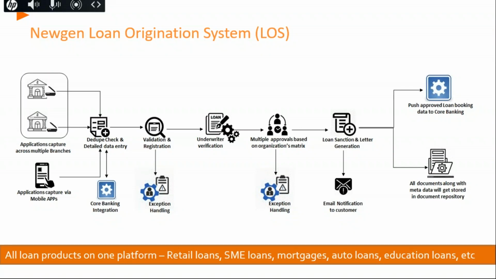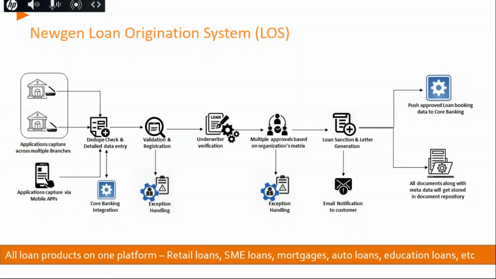rework can be missed out. Then validation and registration happens. Exception handling is also taken care of in this step. Finally, it reaches the underwriter step, where the underwriter, based on his scoring methodologies, will check all the collaterals, all the documents, and do the risk scoring.